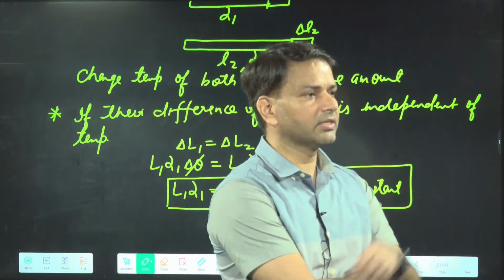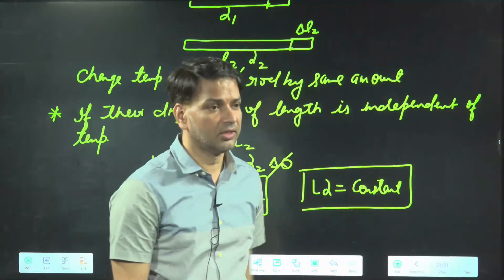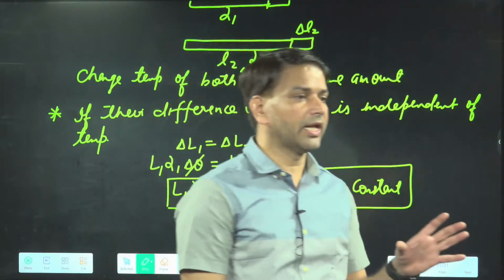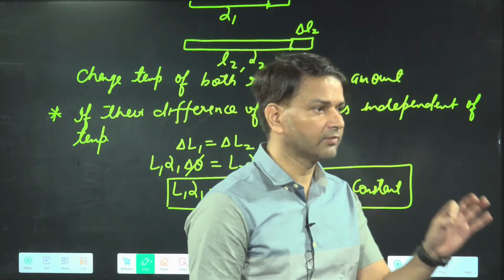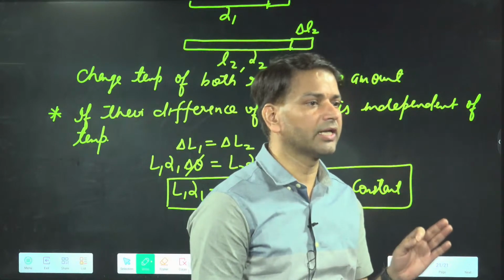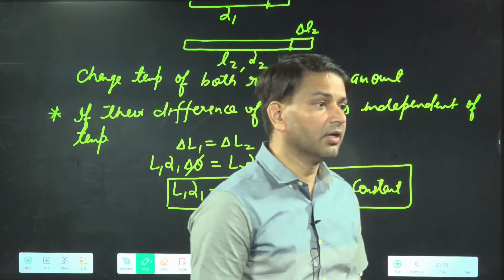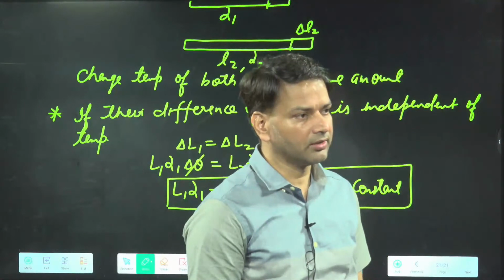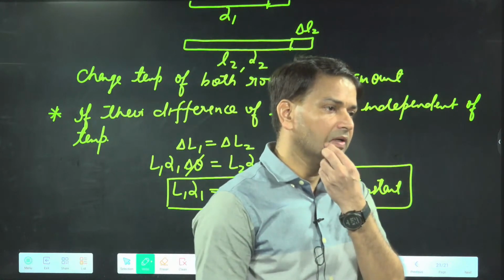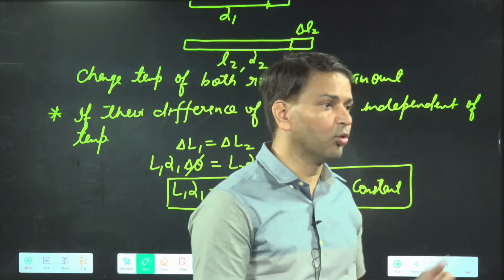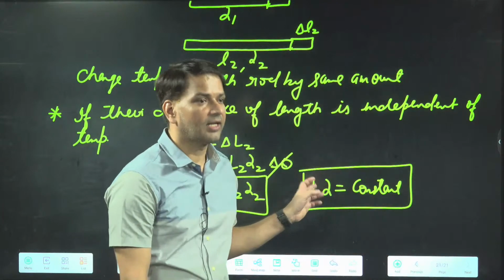L alpha constant means, suppose I am saying two rods made of different materials have different lengths. If their difference of length is independent of temperature, which rod will you make longer? More alpha or less alpha? The longer rod you will make from the material whose alpha is less. From this we can say L alpha is equal to constant.